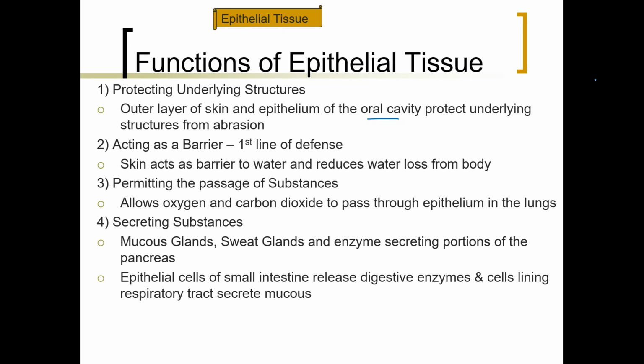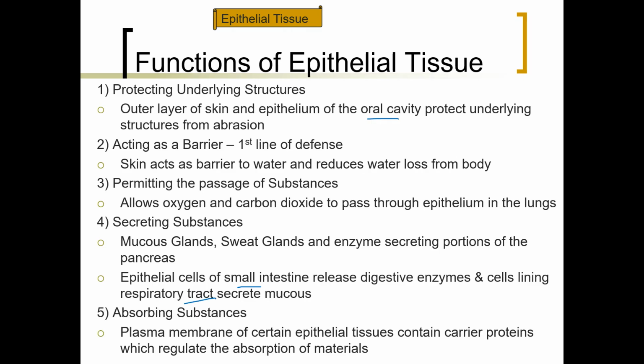It does secrete substances. We talked previously about how mucous membranes are made up of epithelial tissue, and it's going to secrete mucus. We also have sweat glands and oil glands as well that are going to secrete substances. Also, your pancreas has got some epithelial tissue in there, which is going to secrete some enzymes. Epithelial cells lining the inside of the small intestine are also going to secrete digestive enzymes to help break that food down. Cells line the respiratory tract, secreting mucus. Again, they've got those goblet cells.